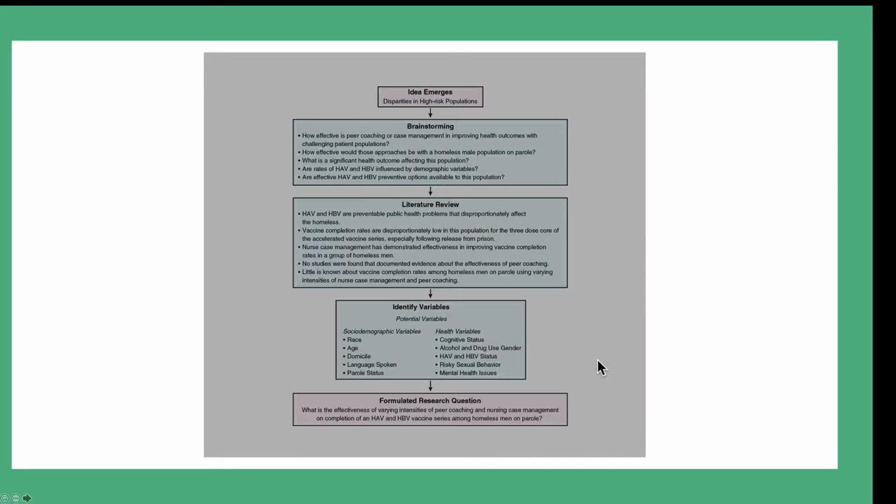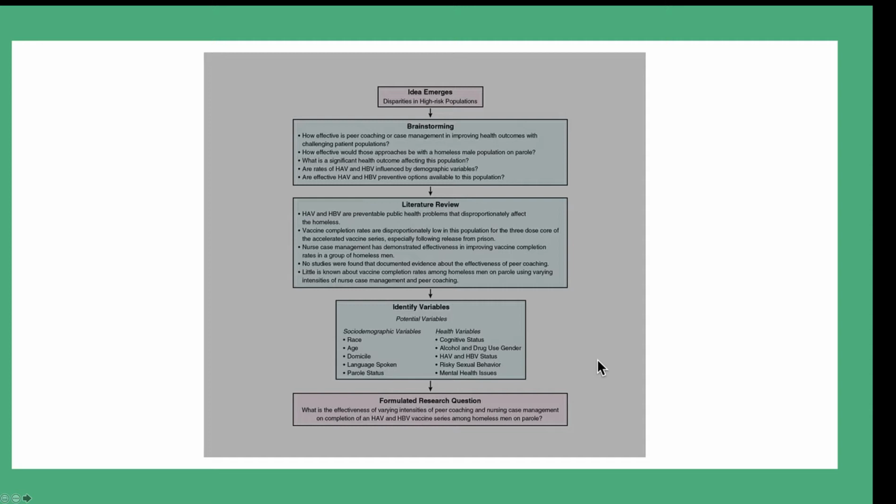Now let's think about your research question. And your book gives you this flow chart, which is nicely done. And the flow chart is talking about disparities in high-risk populations, but it's specifically talking about homeless people or people who are experiencing homelessness who have been paroled and the completion rates of their HIV or HPV vaccines. The first thing is that an idea emerged, and they were looking at disparities in high-risk populations.